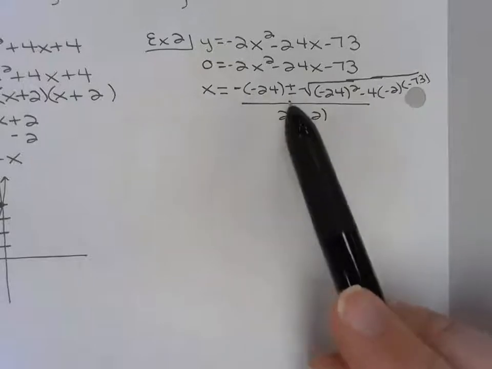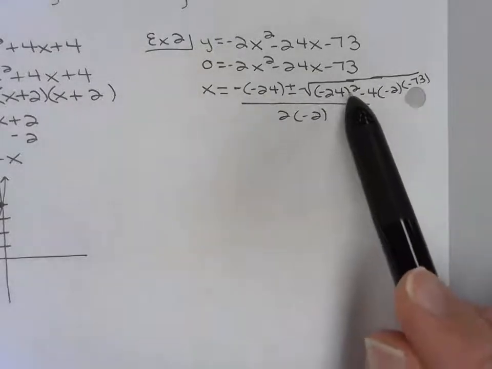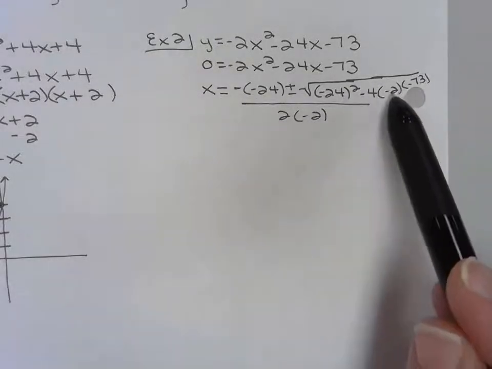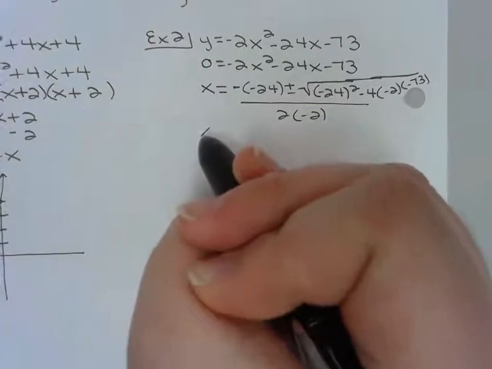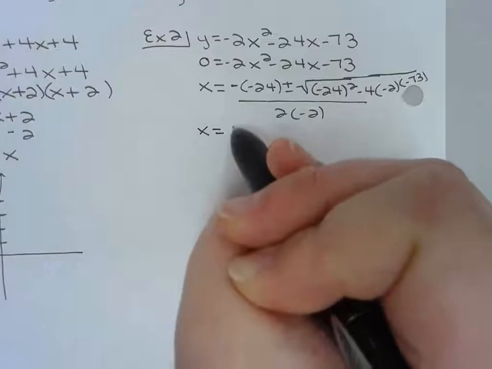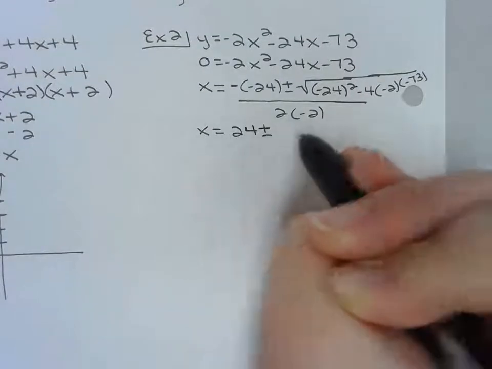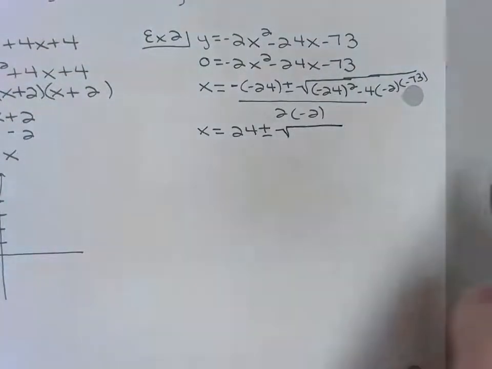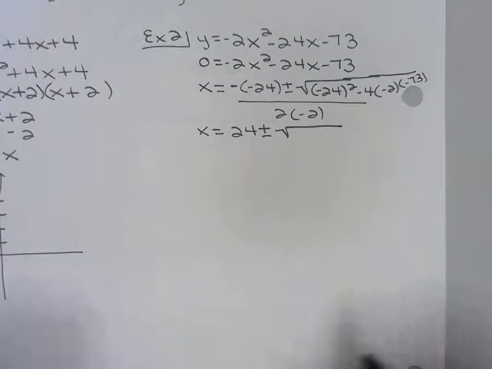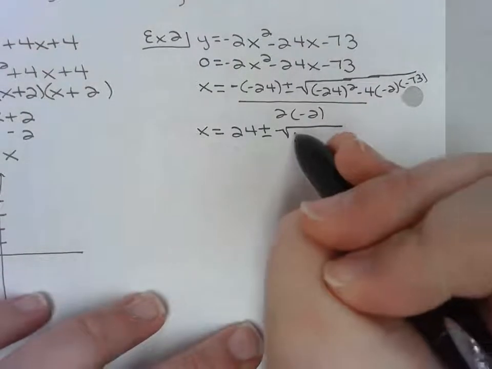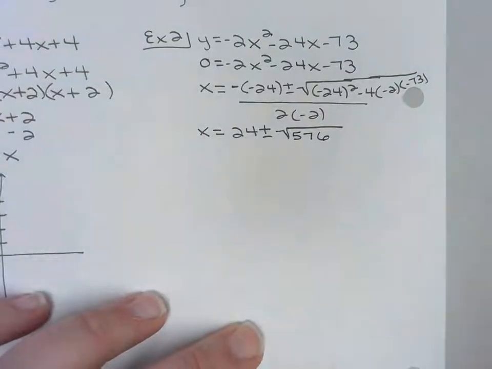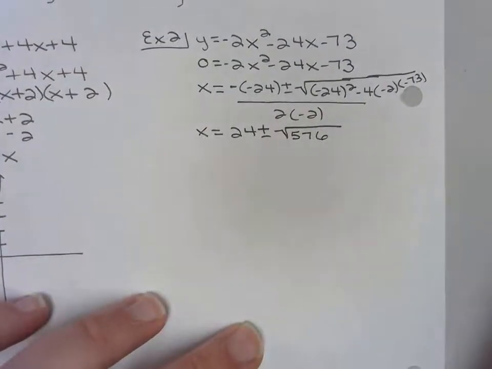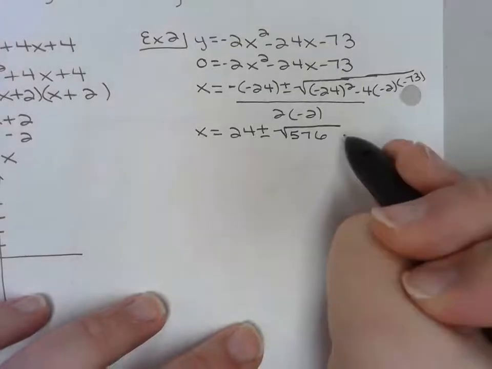So negative b plus or minus the square root of negative 24 squared, minus 4 times negative 2 times negative 73. Let's go through and simplify. 24 plus or minus the square root of 24 squared. What is it? Okay, what's negative 4 times negative 2? 8 times negative 73.